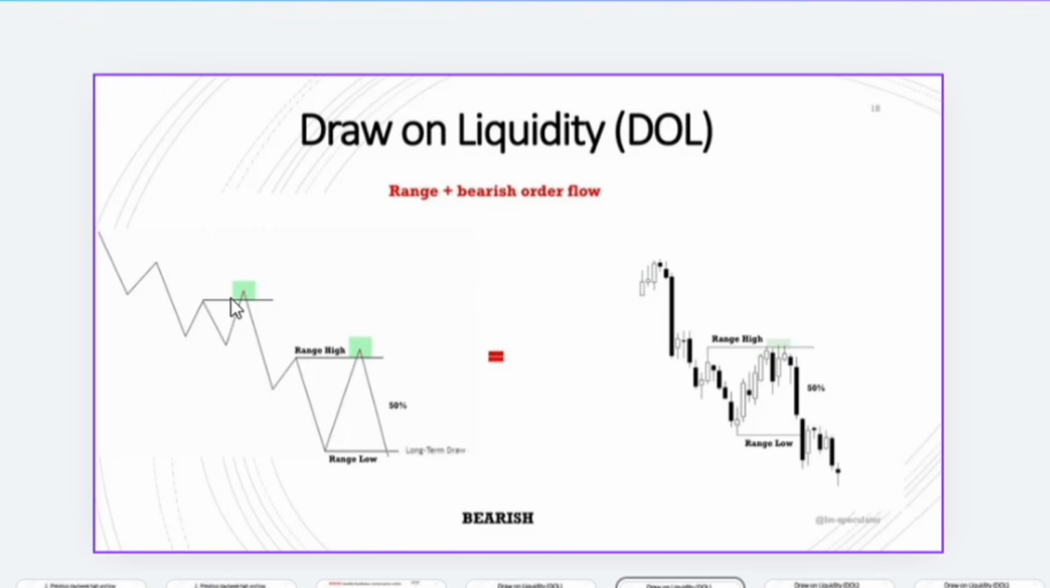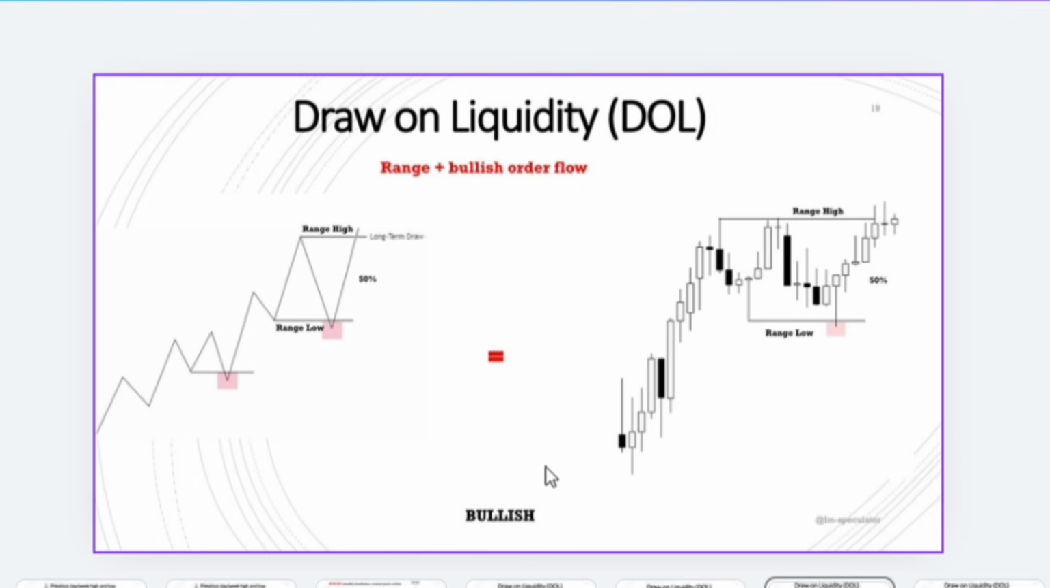Example. This is our range. If you mark this high, you mark this low, price sweeps above it, and continues going to the downside. This is our range again. You mark this high, mark this range low, price sweeps above it, and does what? Continues to the downside. This is a clear example. Our range high, our range low, price sweeps this range high, and continues dishing to the what? To the downside. This is for a bearish movement.